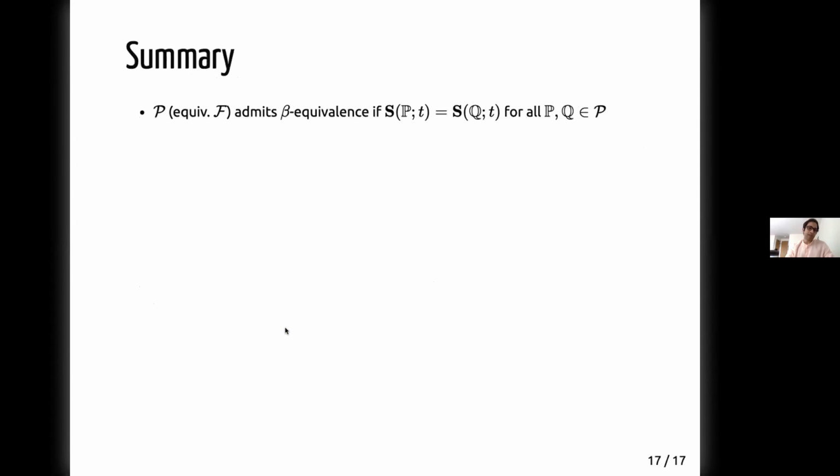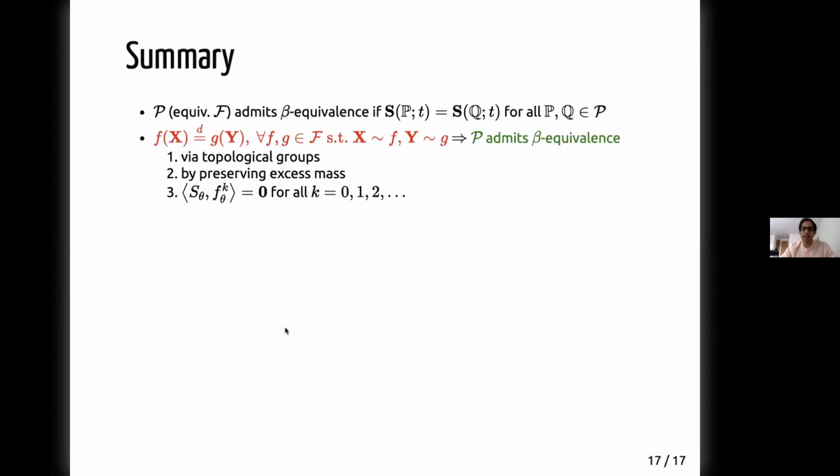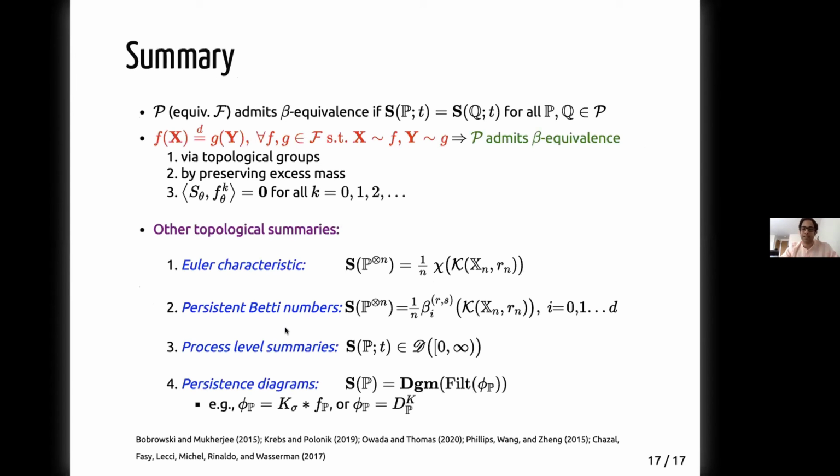Okay, so just to summarize, we described this notion of Betti equivalence by requiring that the thermodynamic limit is identical across the family of distributions. And then we looked at constructive examples and methods to verify whether a family of distributions admits Betti equivalence. So I'll just close by discussing some natural extensions or implications of this.